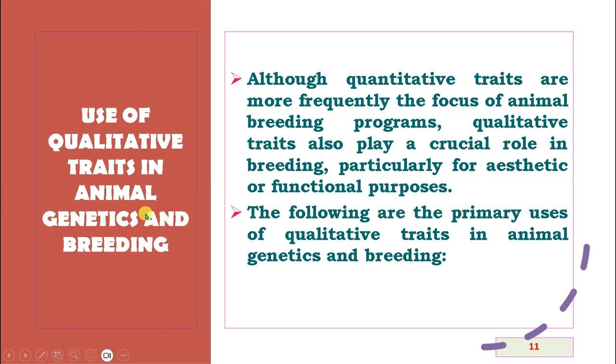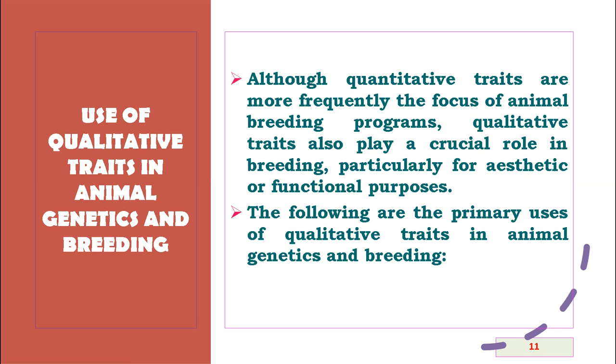Now, what is the use of qualitative traits in animal genetics and breeding? We know already that quantitative traits play a very important role. Whereas, what is the role of the qualitative traits? Sometimes the animal may have a dark color, black color, yellow color, and sometimes horned or polled. These traits are less frequently the focus of animal breeding programs, but qualitative traits also play a crucial role in breeding, particularly for aesthetic and functional purposes.